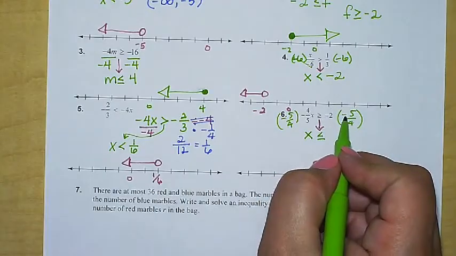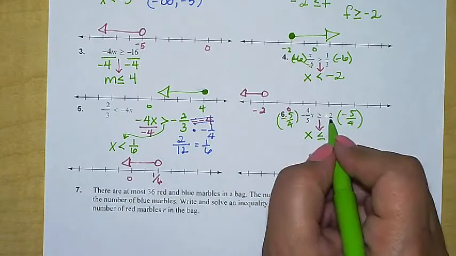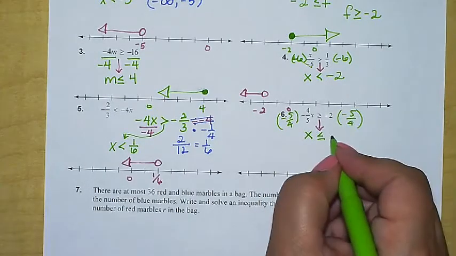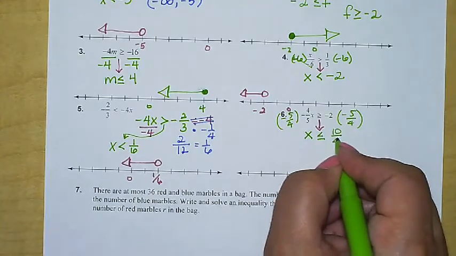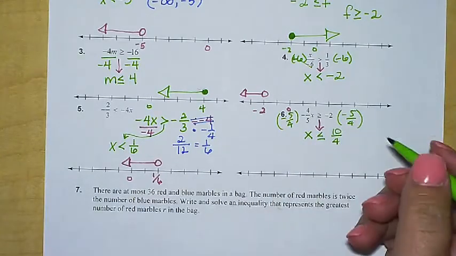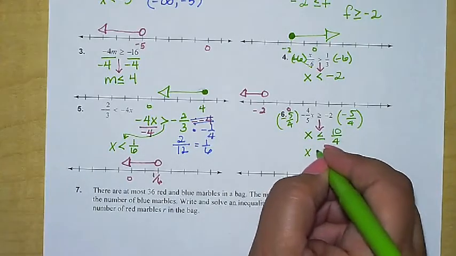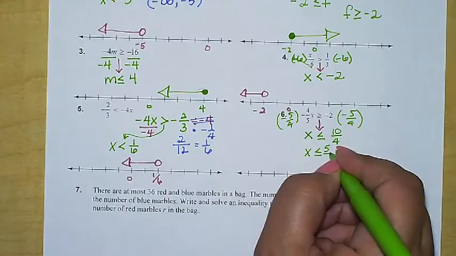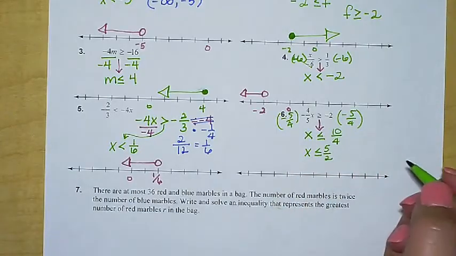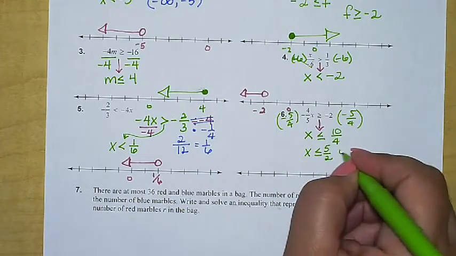And then a negative times a negative is a positive, and 2 times 5 is 10. 10 divided by 4 does not divide nicely, but it does reduce. So really the best answer is if we then reduce that fraction and we get 5/2. You could also say 2.5 if you'd like.